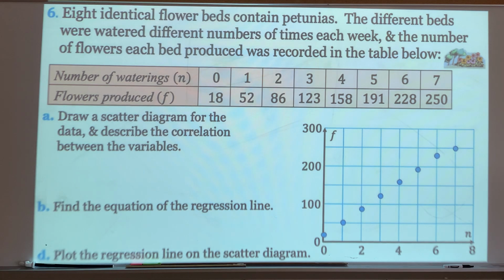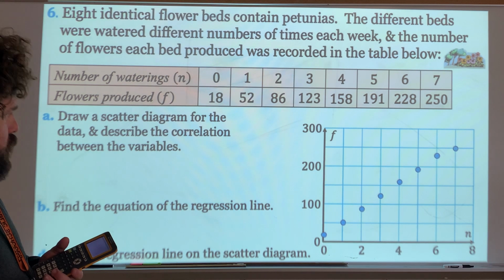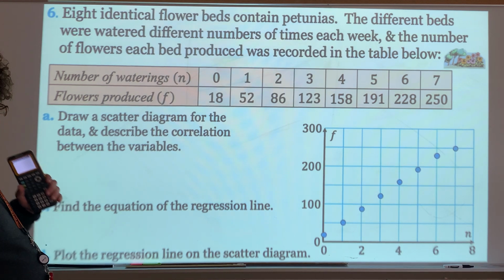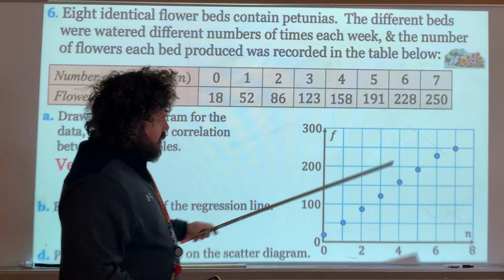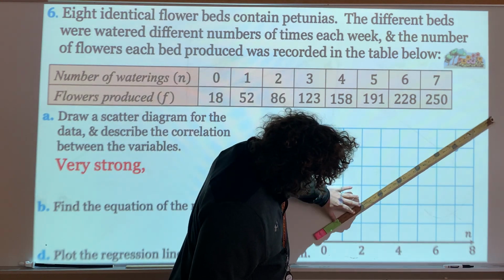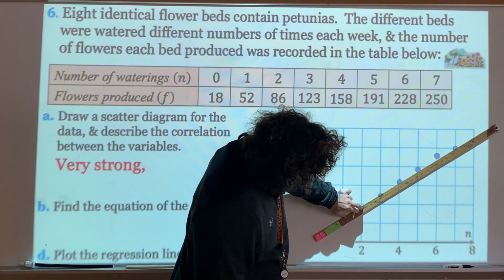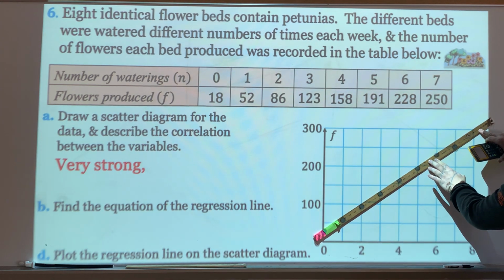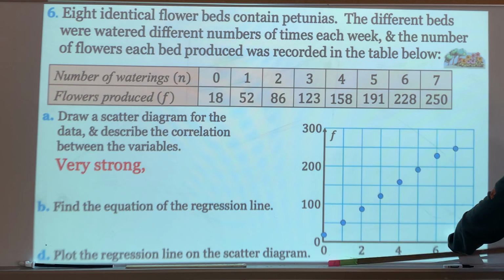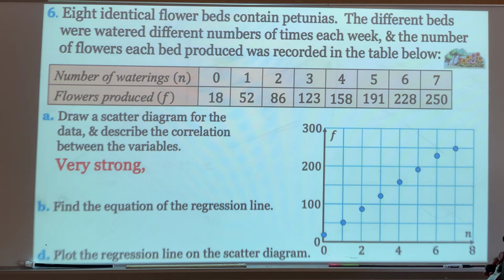Oh, that's pretty nice. Looks like a pretty good one. How would you describe that? Use your words. You would say that is very strong. Look at this. Very strong. Almost all the points are touching my line. It's going up, therefore it is positive. And definitely, I would say a linear correlation.